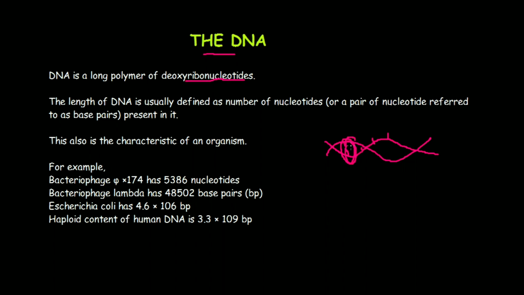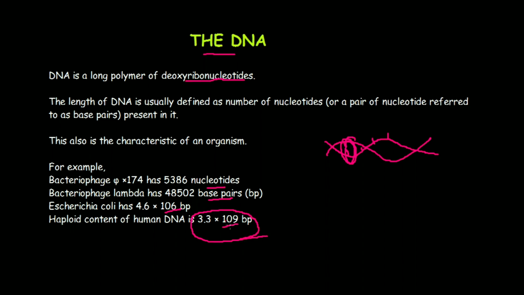Okay, so for example, if you see bacteriophage, which is known as phi X 174, it has 5386 nucleotides. Bacteriophage lambda has 48,502 base pairs. So here you can see that it is defined in terms of individual nucleotides, and here it's defined in terms of base pairs. And Escherichia coli has 4.6 into 10 to the power 6 base pairs, and the haploid content of human DNA is 3.3 into 10 to the power 9 base pairs. It's not 10 to the power 6 for human, it's 10 to the power 9. Okay, so this is very important. The haploid content of human DNA is 3.3 into 10 to the power 9 base pairs.